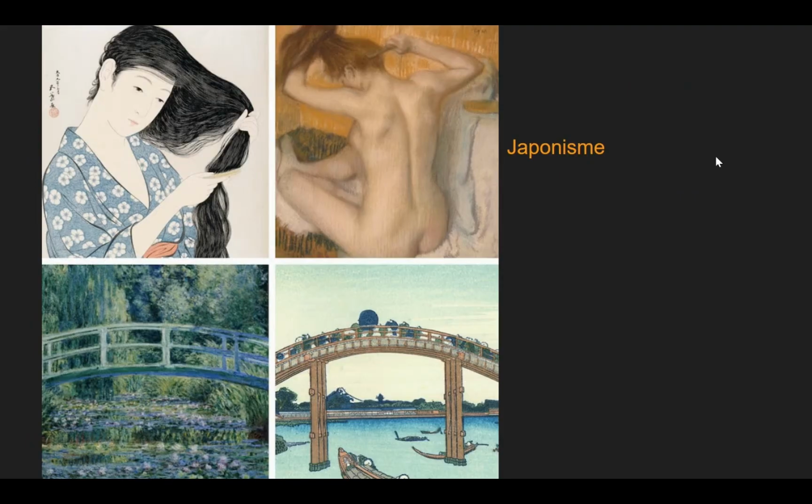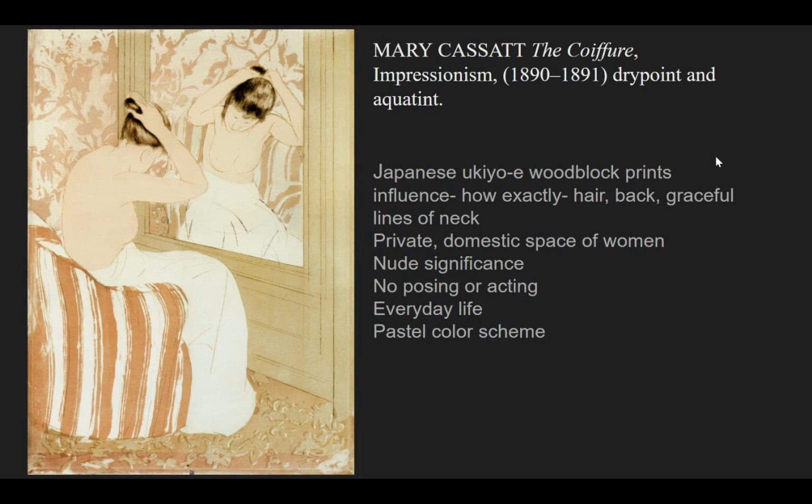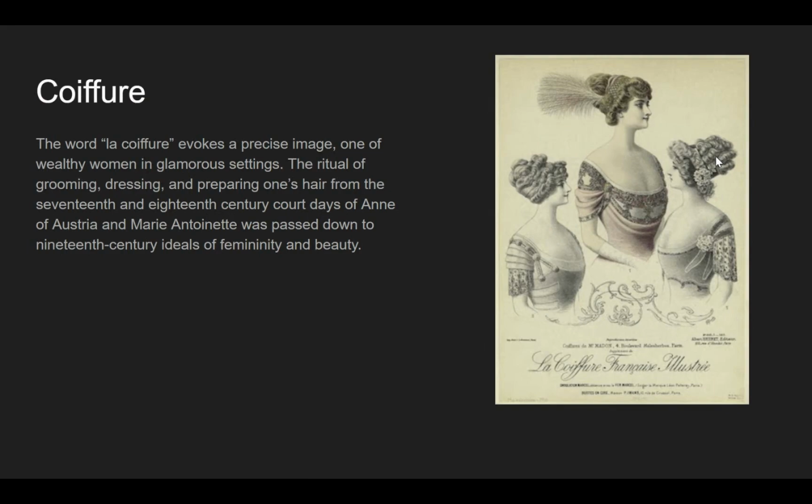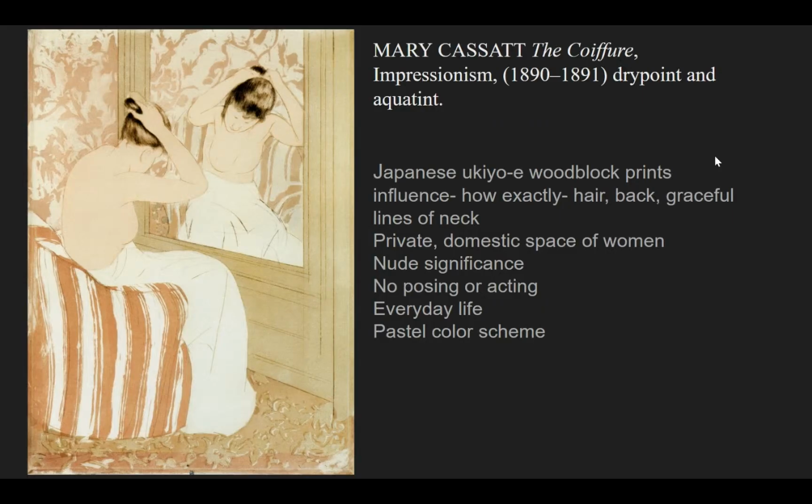So along the lines of Japonisme again, let's introduce Marie Cassatt. And here's an example of a print by her, the Coiffure. The coiffure is the name of the hairstyle and what she's wearing, also the ritual of creating that hairstyle. But she's really influenced by these ukiyo-e woodblock prints. The hair, the back, and just the simple, graceful lines of the neck.